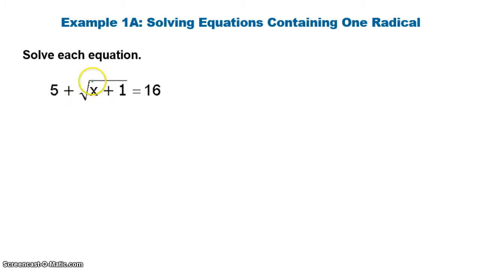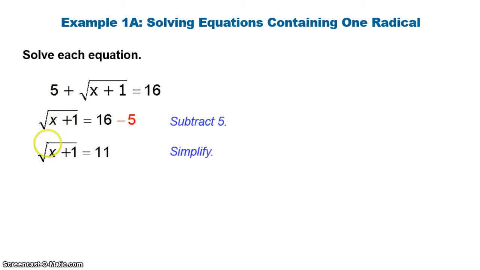Well, our goal is to get to the x, and as of right now it's under the radical, so we will have to get rid of the radical. But first, we see that we are adding a 5 to the radical, so we must move that to the other side. So we would subtract that. That would give us the square root of x plus 1 over here equal to our 11.